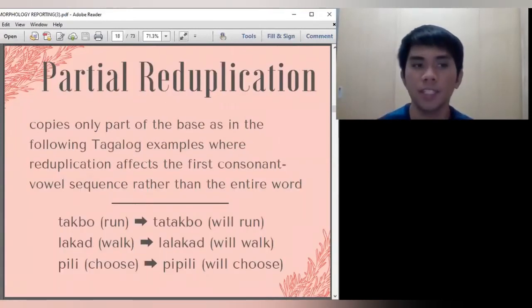Partial reduplication is something that is more predominant in Asian languages such as Tagalog. What happens in partial reduplication is that we only copy part of the base. In this example, it's the first consonant-vowel sequence rather than the entire word. For example, we get the first consonant-vowel sequence in the Tagalog word takbo, and that's ta. So we now have tatakbo. From takbo, which means run, we get tatakbo, which means will run, as well as lakad, which means walk, lalakad, will walk, pili, choose, pipili, will choose.